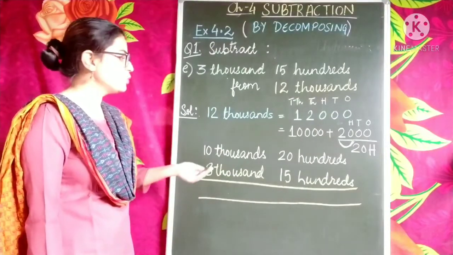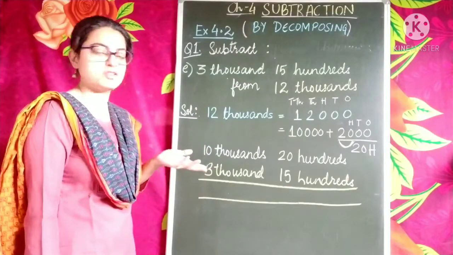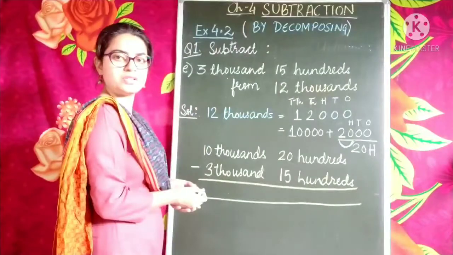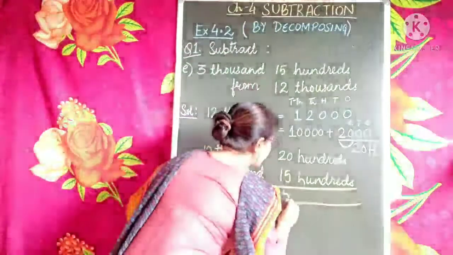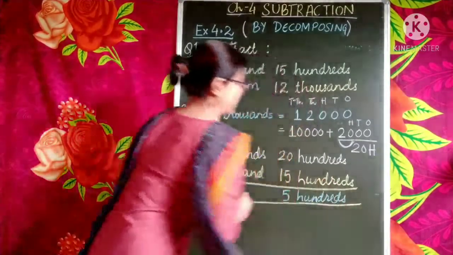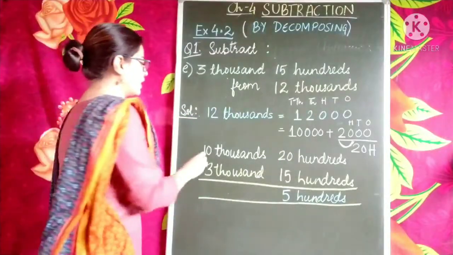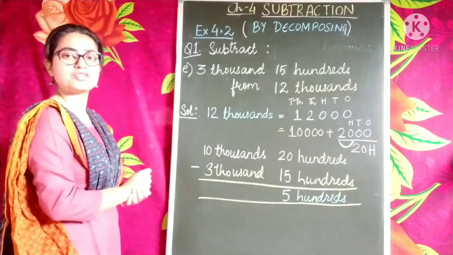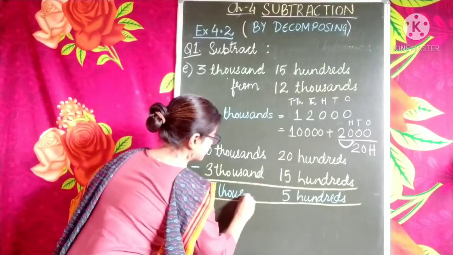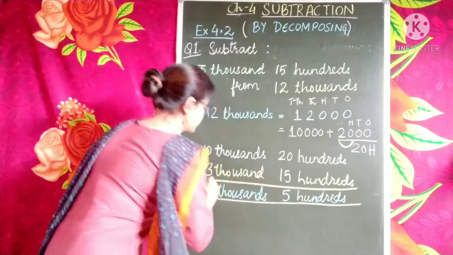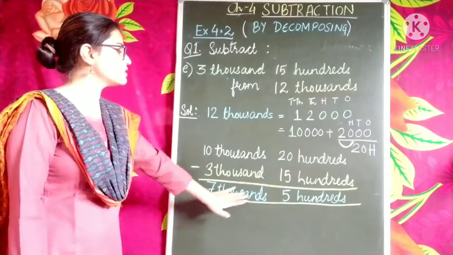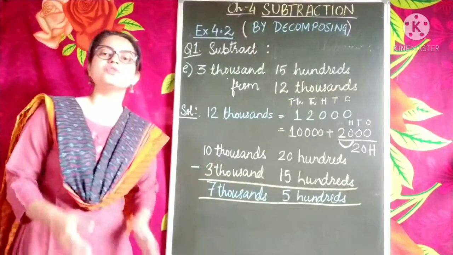Very easy. You can perform this subtraction verbally also. Starting from the hundreds place, 20 minus 15. How much? It's 5, right? So 500s. Now, coming to the thousands place. 10,000 minus 3,000. How much? 7,000. So simple. So, we have finally got the difference. What is the difference? 7,500. And how did we do so?